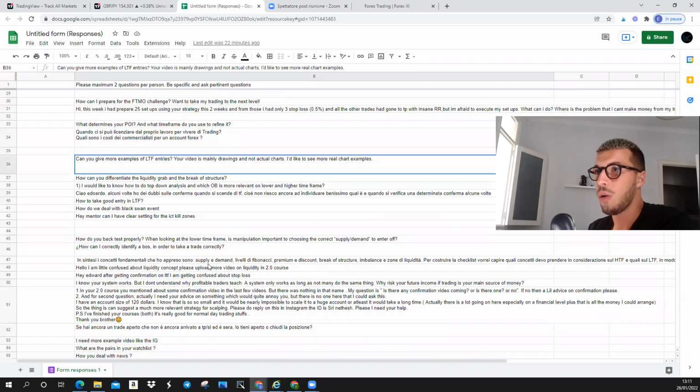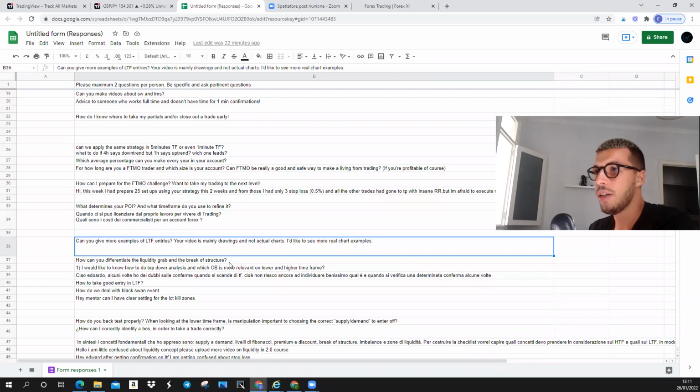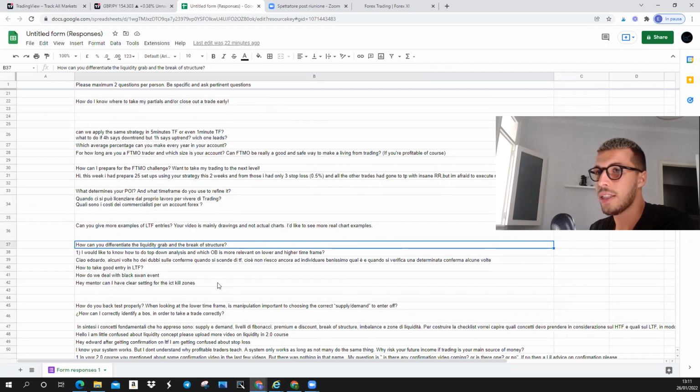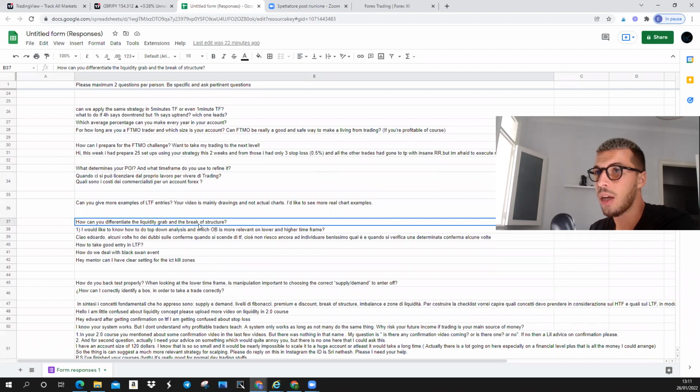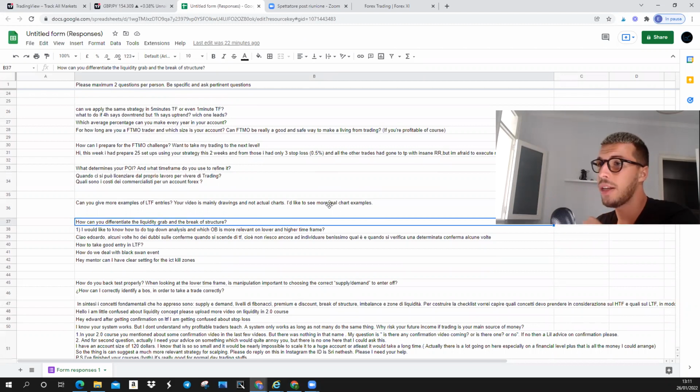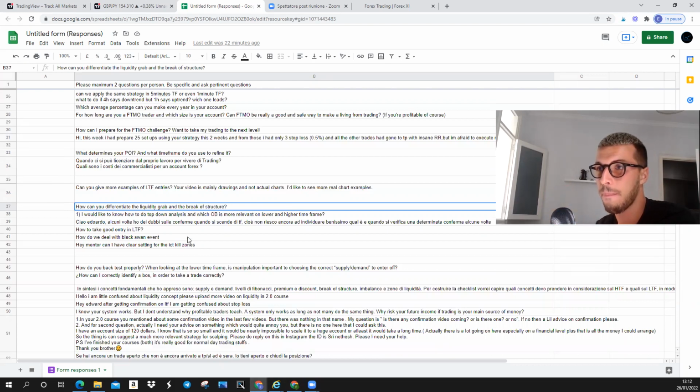Can you give more examples on lower time frame entries? Yes, they are coming. Also make sure to check the case studies. How can you differentiate between a liquidity grab and a breakout of structure? Again, this really comes down to liquidity and market structure. And if you have doubts, I really recommend you take a look at all my trades, all my examples, both on my Instagram and also here on Discord, the case studies that I'm sharing and that I will keep sharing. Okay.